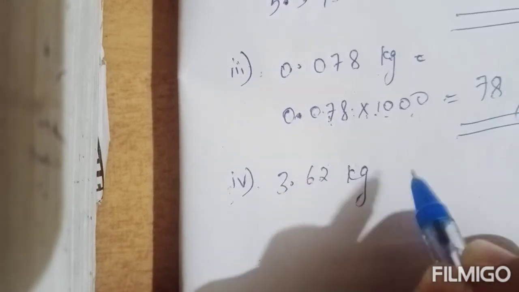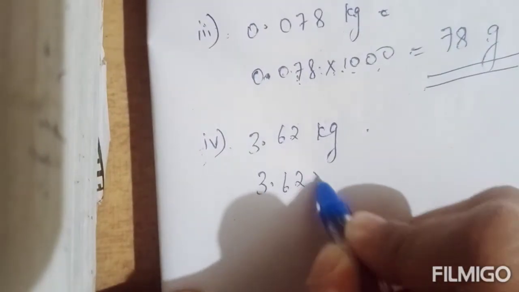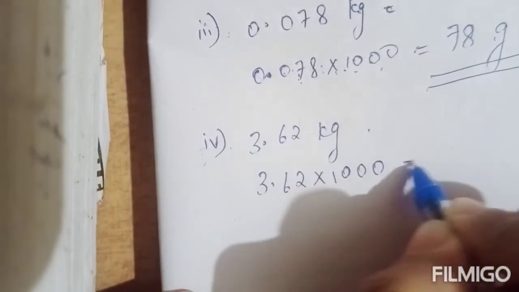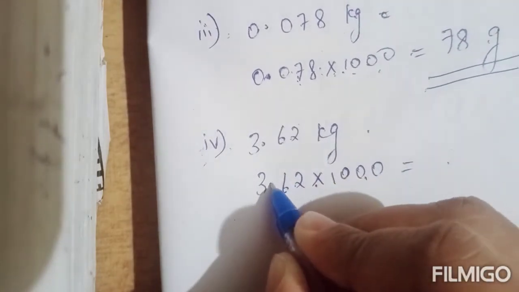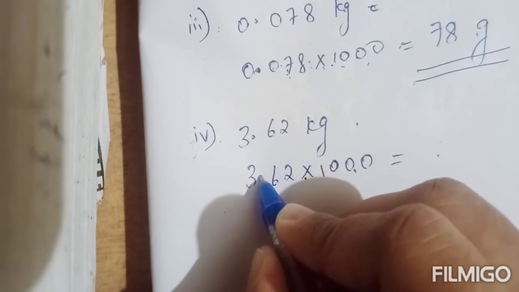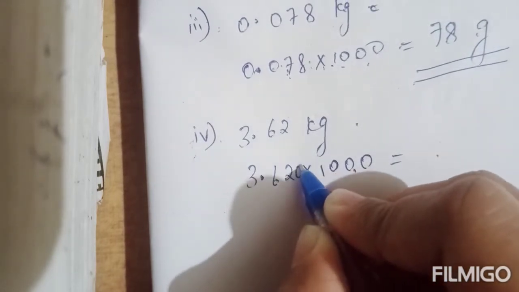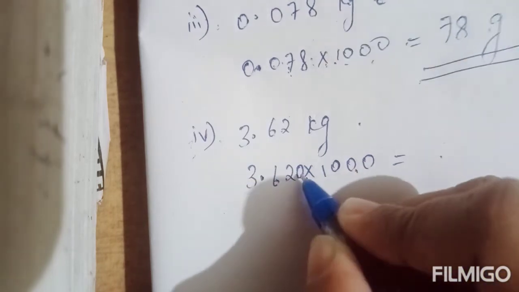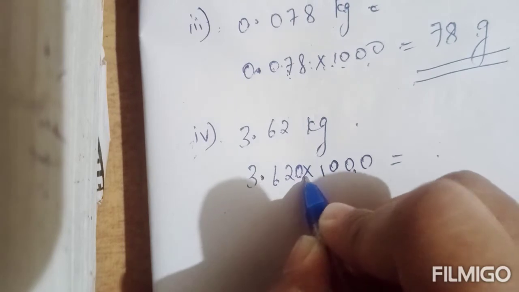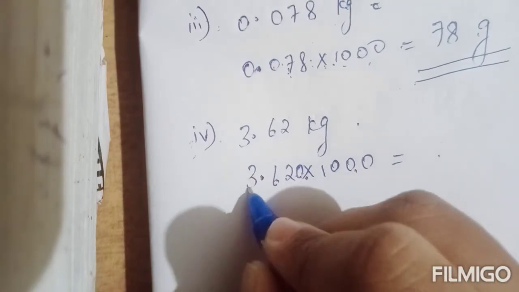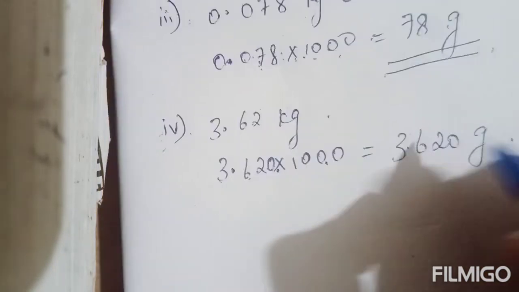Okay, now fourth one, 3.62 kilogram. So 3.62 you just multiply by 1000. Multiplication by 1000, the decimal point will move 3 places to the right. This is 1, 2, third digit. In order to get the third digit, you have to put 0 there. So 0, this is the third place. After this the point will come. Okay, so 3620, and the unit will be gram.